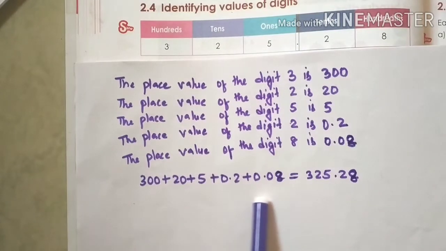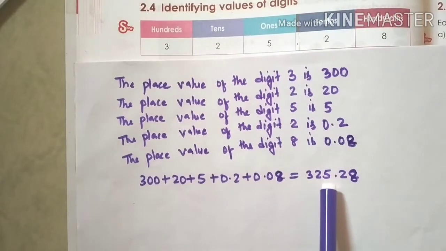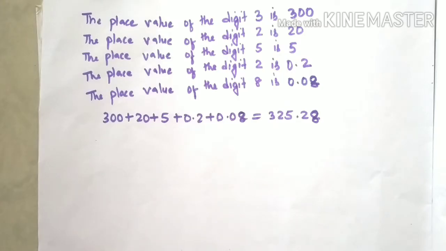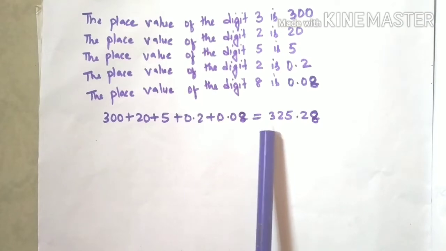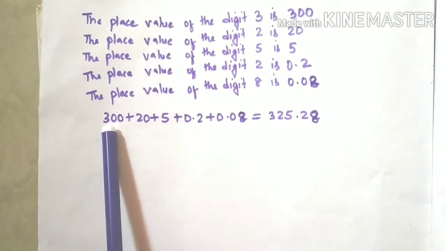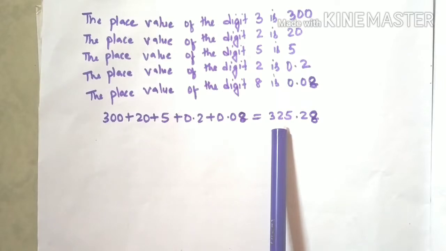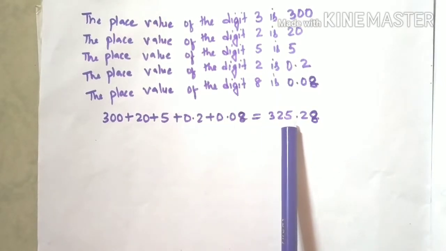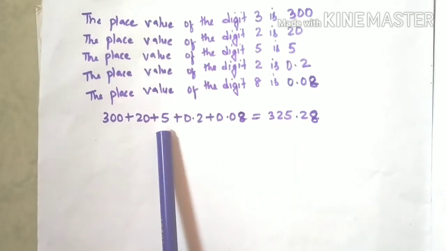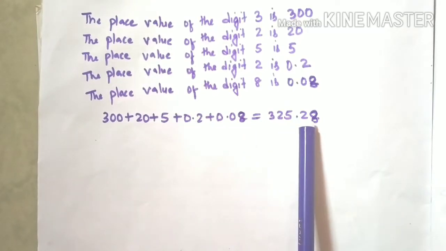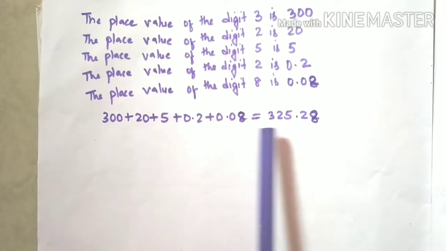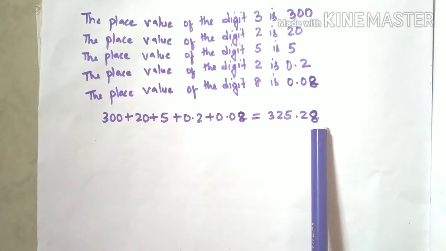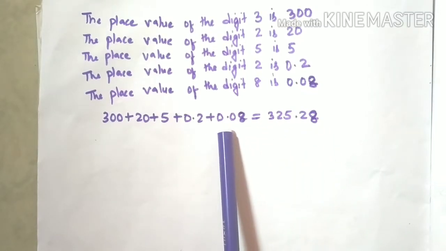So when we add them, we get 325.28, where 3 stands for 3 hundreds, that is 300, 2 stands for 2 tens, that is 20, and 5 stands for 5 ones, that is 5 itself, and 2 stands for 2 tenths, that is 0.2, and 8 stands for 8 hundredths, that is 0.08.